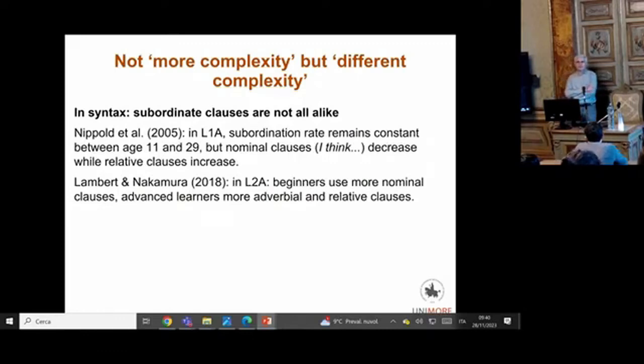Or I can think of all the studies showing that, again, counting subordinate clauses is too coarse-grained because there are different subordinate clauses. Initially, both L1 and L2 learners tend to use nominal clauses a lot, and then as they progress, they tend to use more relative and adverbial clauses. So it's not the subordination rate that changes, because that remains constant. But what changes are the different types of syntactic construction. So it's not more complexity, but different complexity over time.